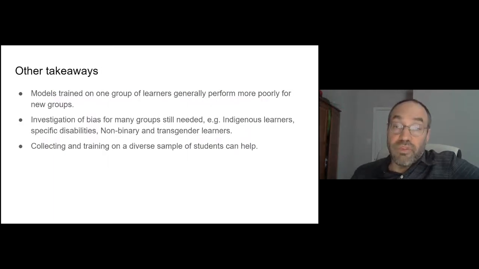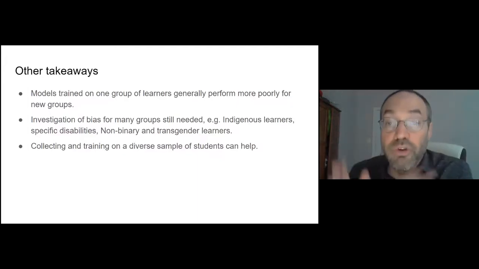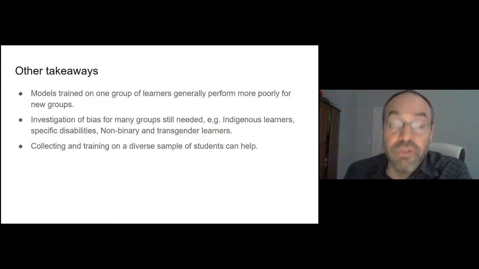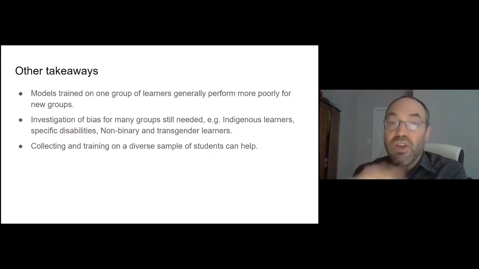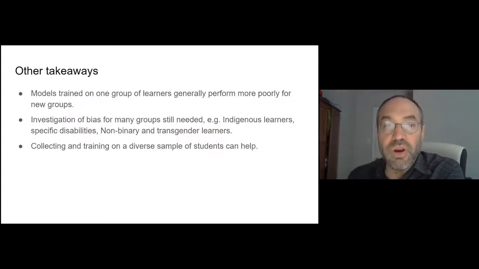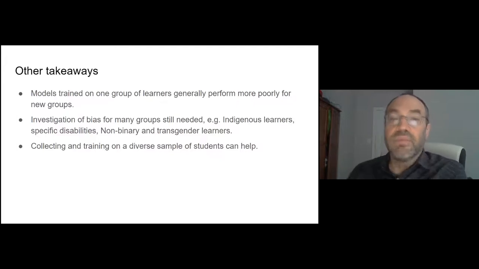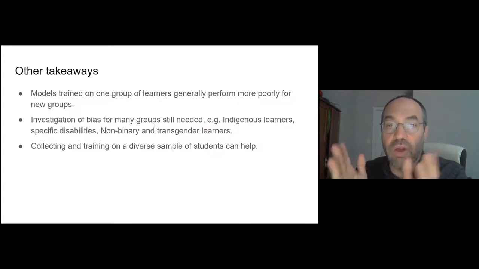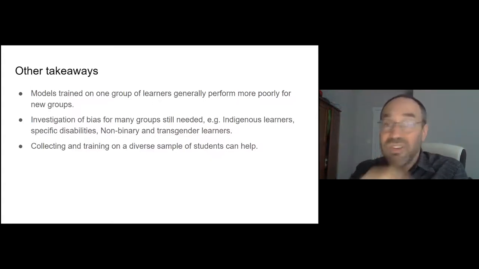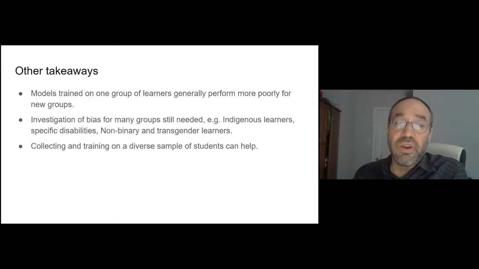Other takeaways overall from this body of research. Models trained on one group of learners generally perform more poorly for new groups. This doesn't seem like rocket science, but you see a lot of cases where people are doing it in the real world, right? There's so many cases where predictive analytics models are built. My gosh, who here's heard of the Chicago model? You know, Allensworth and Easton built this model on kids in Chicago to predict who was going to drop out, and it's used nationwide. It's used in suburban districts. It's used in rural areas. Why would we expect that a model from Chicago in the 1990s will be relevant in almost anywhere else today?